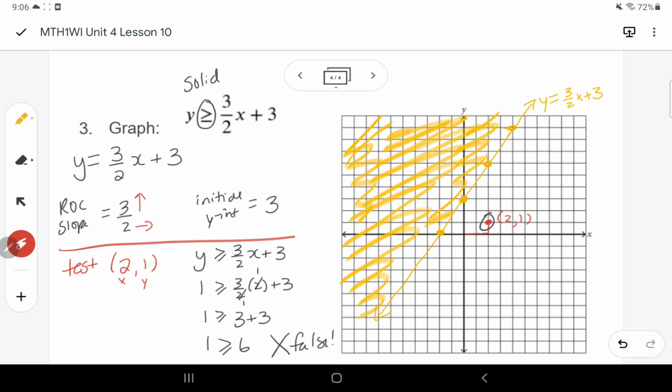So there's a couple, I think 6 of these graphs. The most important thing is being able to graph those lines. And then from there, you're just figuring out, are you shading in the stuff above it, typically if it's a greater than, or the stuff below it, typically if it's a less than. And you can use your test points to double check.